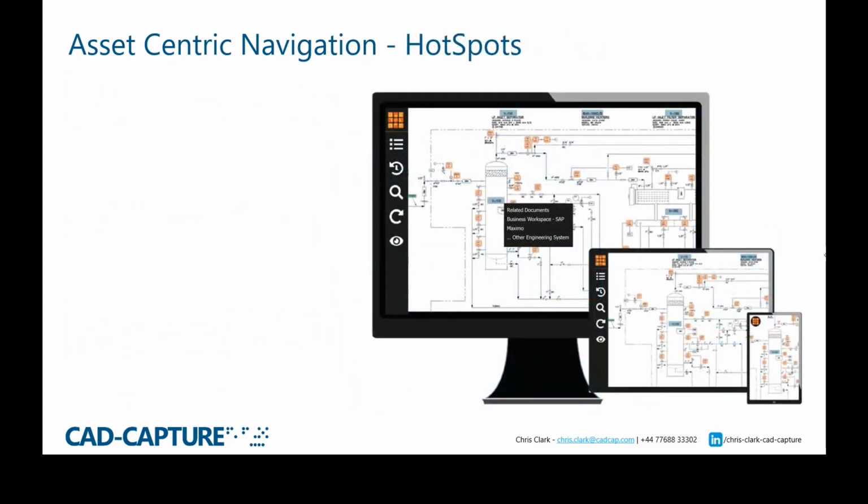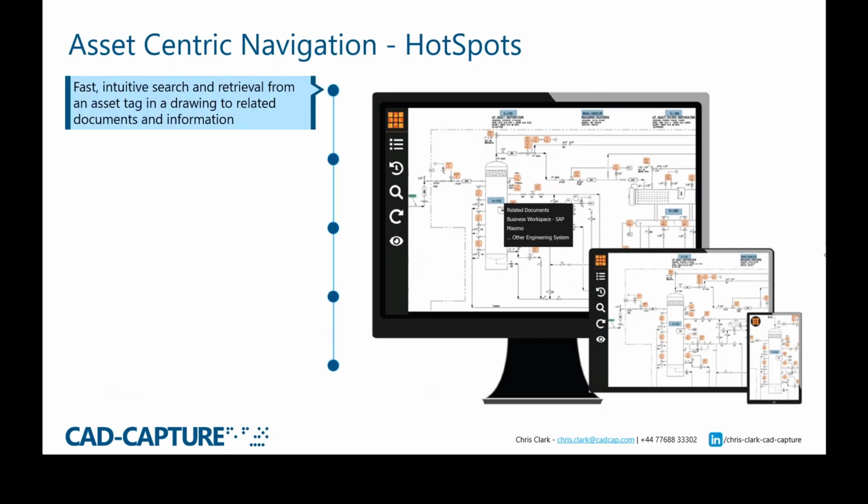So once the information has been harvested and stored in the tag library, it can be utilized to activate each instance of a tag and turn them into dynamic hotspots. These hotspots deliver fast, intuitive search and retrieval capabilities directly from the tag itself, which is the core of the asset-centric navigation solution. It turns engineering drawings into a dashboard that can help drive the task at hand, giving access to related drawings and documents at the click of the mouse or touch of the screen.